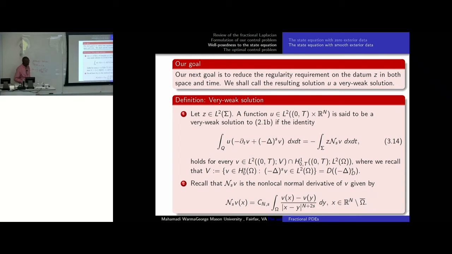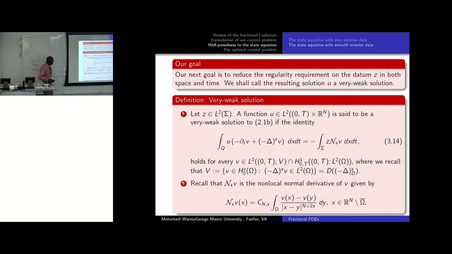Here it makes sense. The z is in L2 of the complement, and we know that if v is in the domain of the fractional Laplacian, the non-local normal derivative is also in L2 of sigma. Then everything is well defined. Then if this equality holds, we say that u is a very weak solution of our parabolic problem.